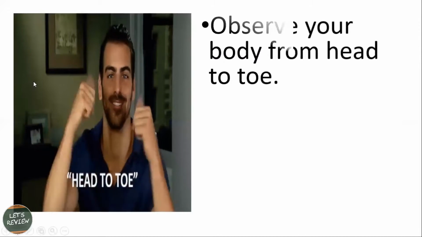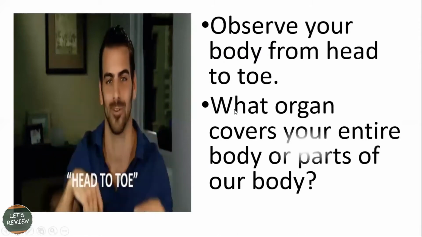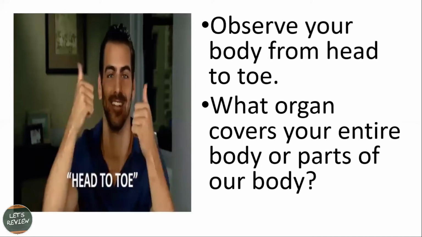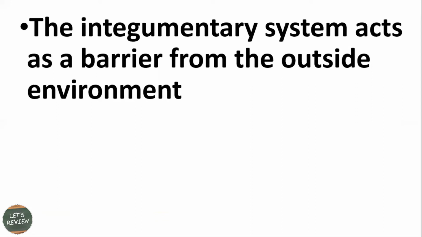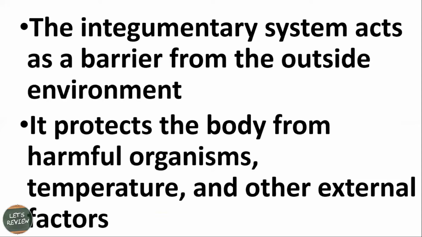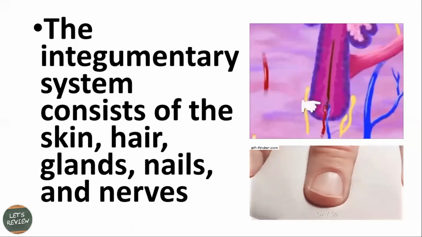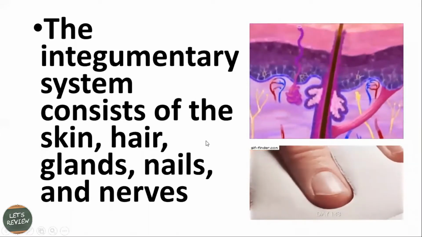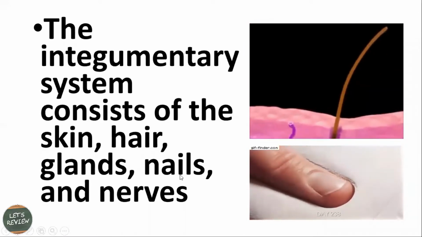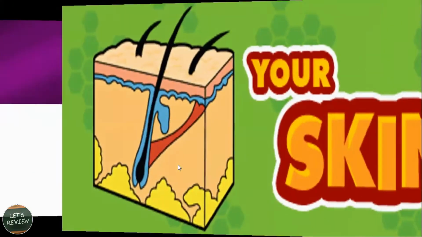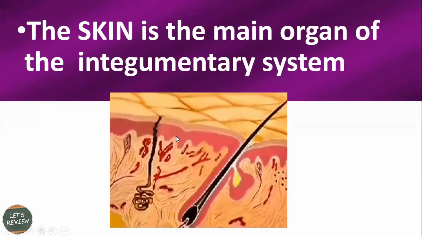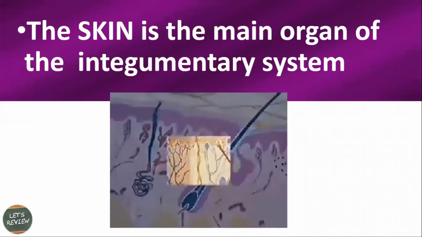From head to toe, if you observe your body, the organ that covers the entire body is of course the skin. The integumentary system acts as a barrier from the outside environment. It protects the body from harmful organisms, bacteria, viruses, and so on, even from temperature and other external factors that may affect our body. The integumentary system consists of skin, hair, glands, nails, and the nerves. The skin is the main organ of the integumentary system.